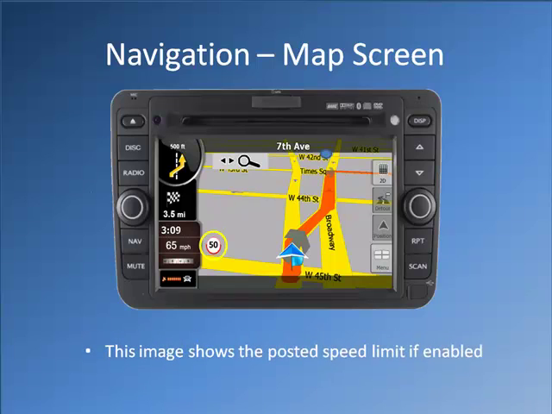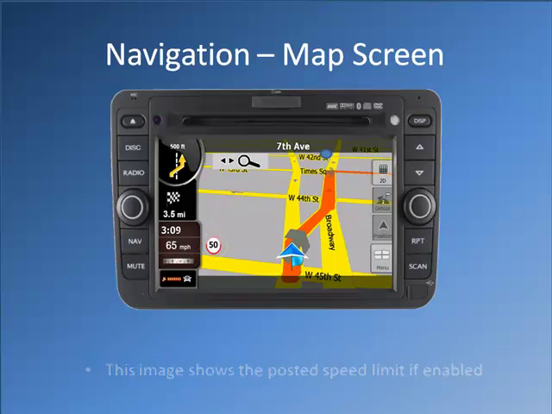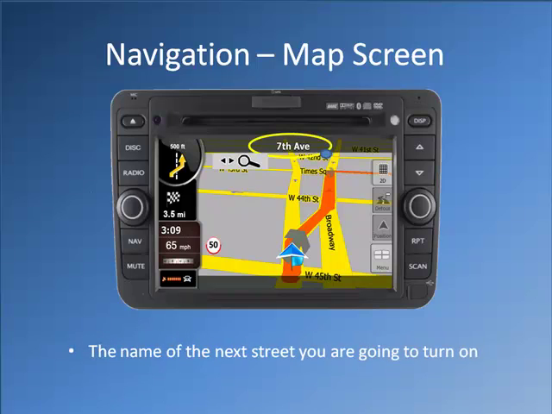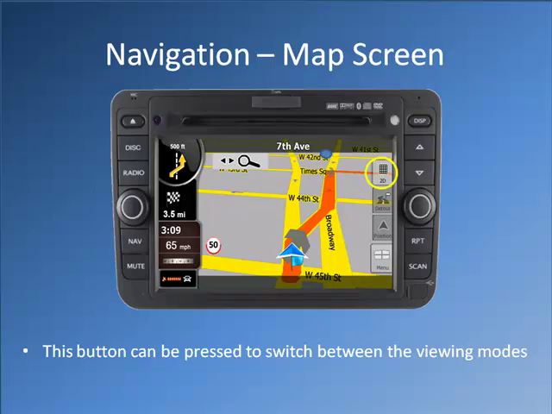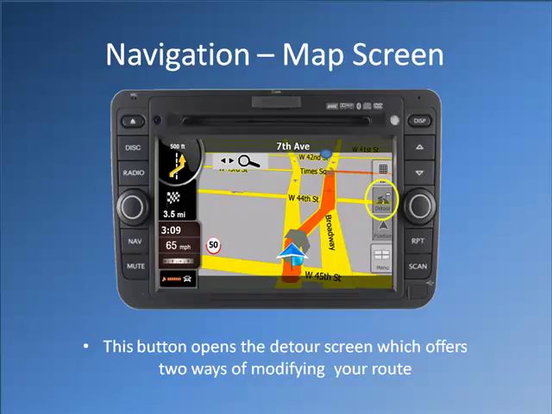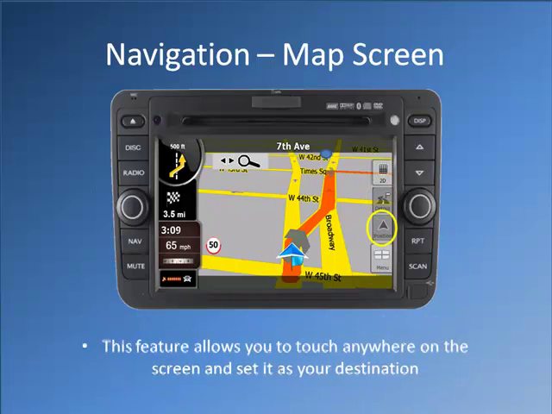This image shows the posted speed limit if enabled, the name of the next street you are going to turn on. This button can be pressed to switch between the viewing modes. This button opens the detour screen, which offers two ways of modifying your route. This feature allows you to touch anywhere on the screen and set it as your destination.